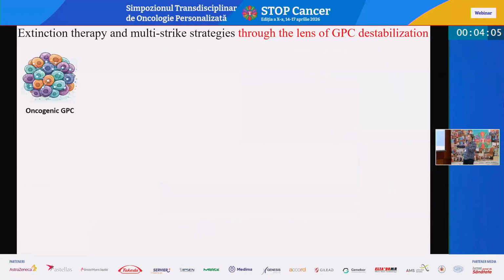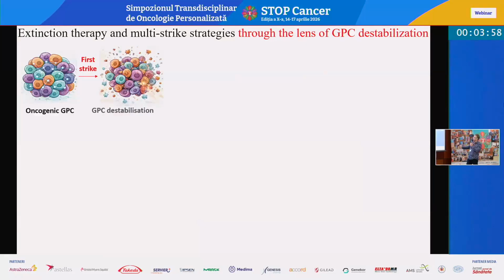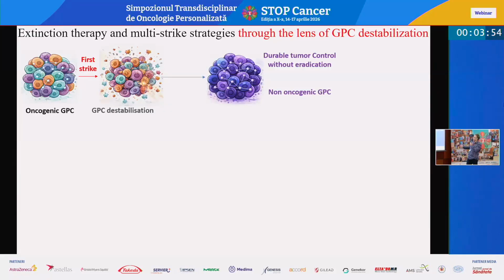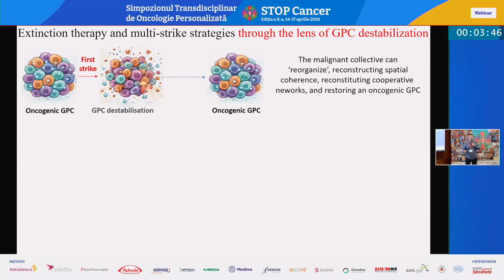So if we reinterpret that in the context of GPC destabilization, the first strike is likely to induce a destabilization into the tumor that could be potentially enough to obtain a durable control of the tumor without eradication. But it's possible that the tumor is able to reorganize and to restore an oncogenic GPC.